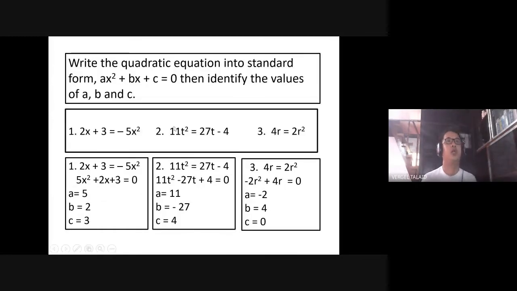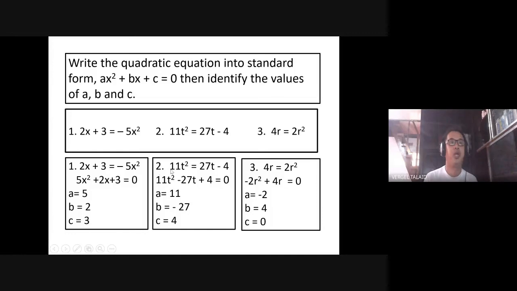Now, write the quadratic equation in standard form, ax squared plus bx plus c is equal to 0. Then identify the values of a, b, and c. So with the first example, 2x plus 3 is equal to negative 5x squared. We'll just simply transpose negative 5x squared to the left side. So we are going to change the sign. So that becomes 5x squared plus, just copy, 2x plus 3 is equal to 0. So our a is 5, our b is 2, our c is 3.